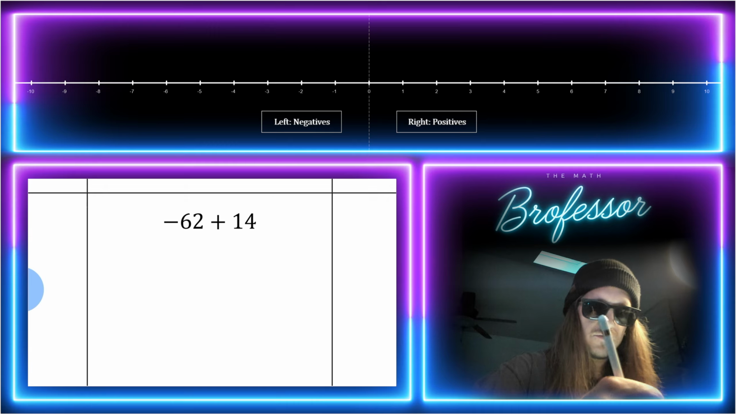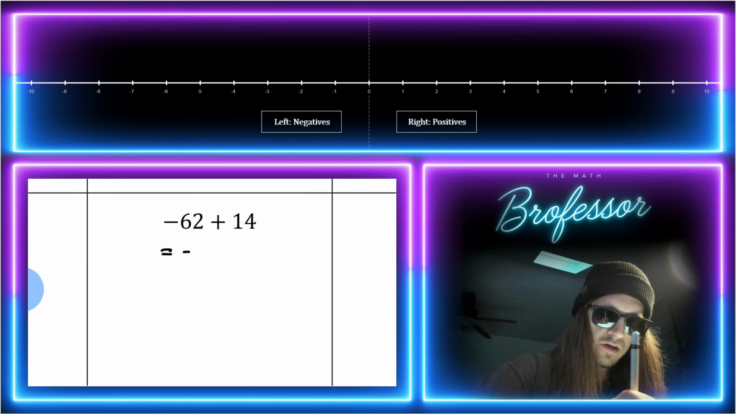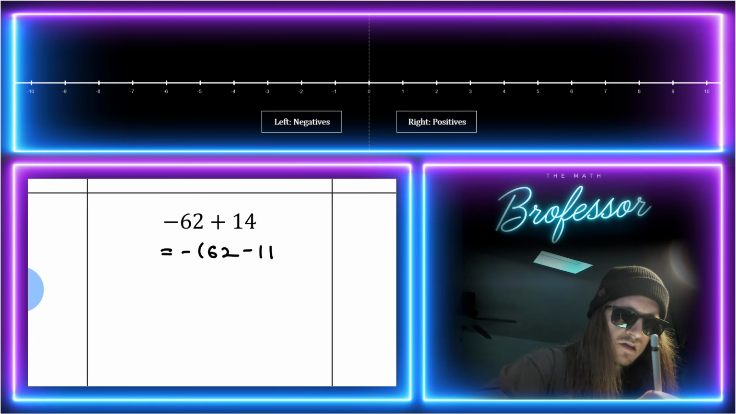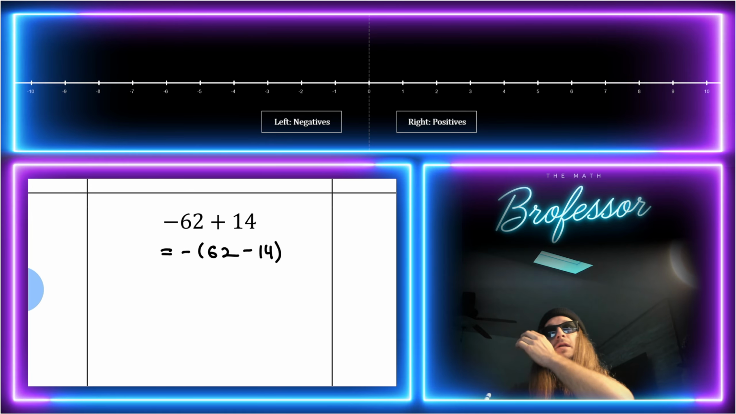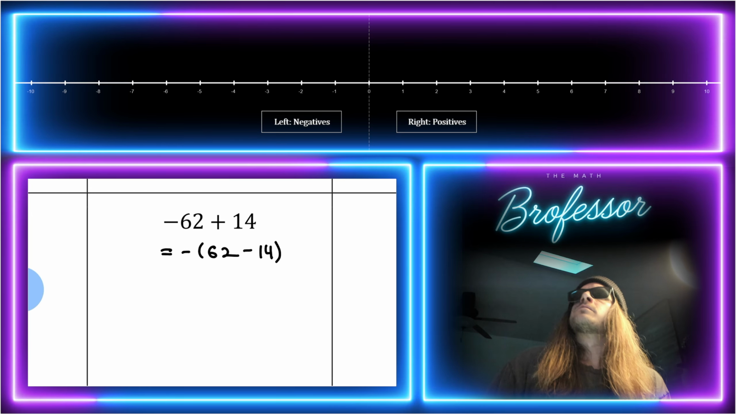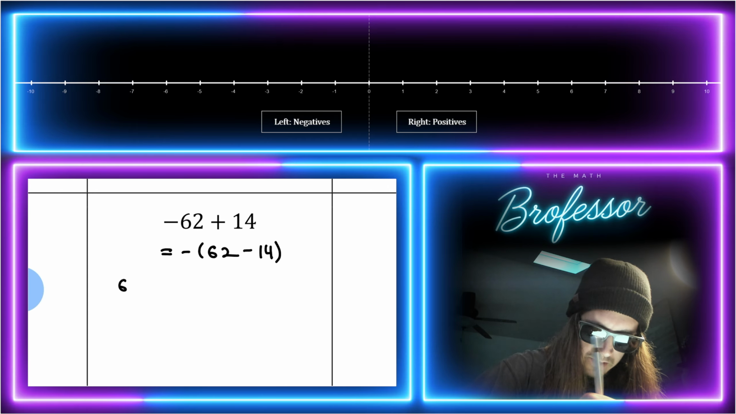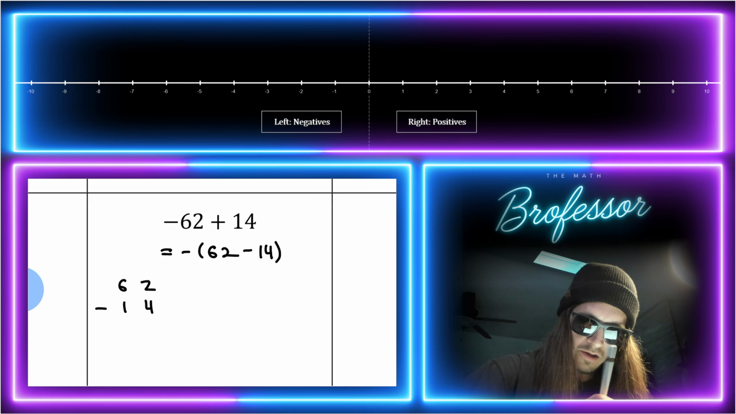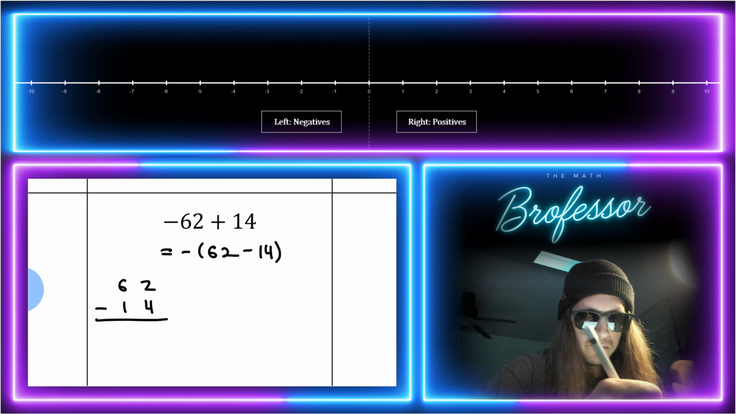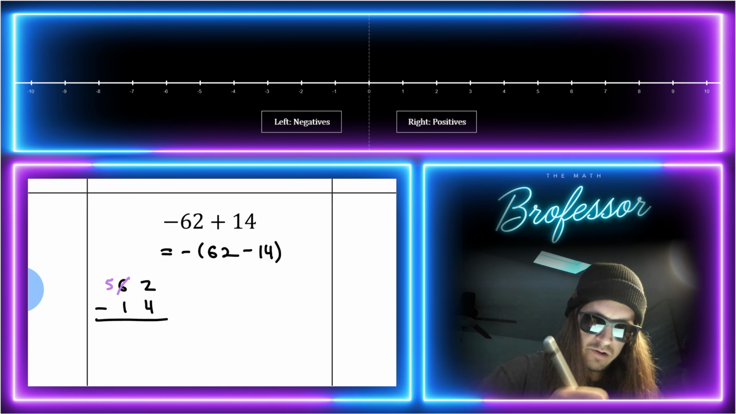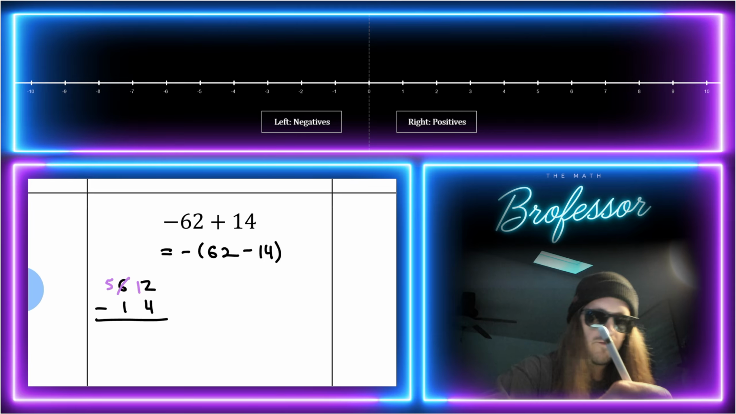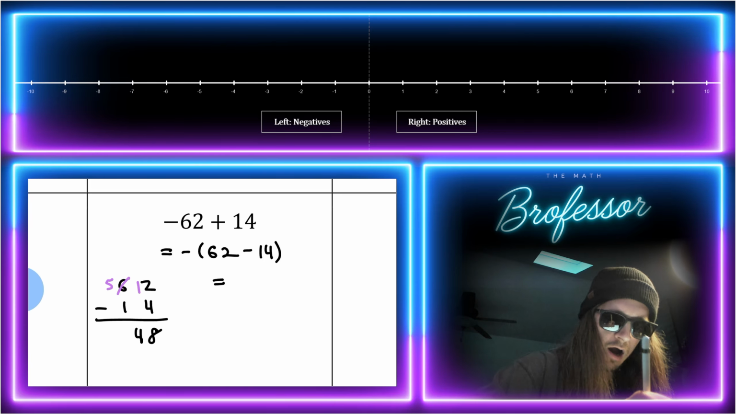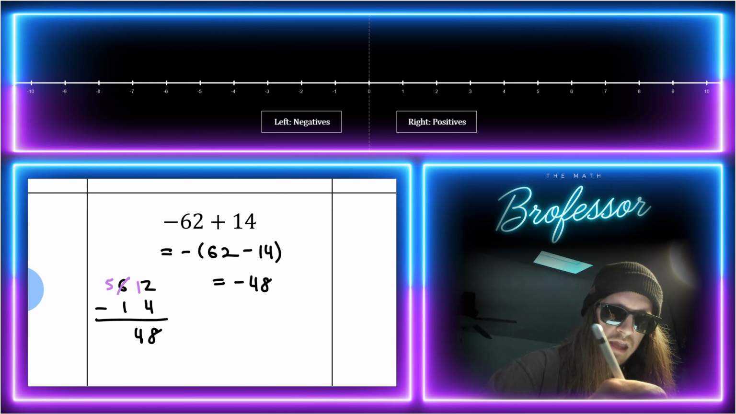Negative 62 plus 14. That's the opposite of negative, parentheses, 62 minus 14. Let's do that by hand. Give my digits some space to breathe here. So 2 minus 4, I need to borrow for that. So the 6 is going to go down to a 5, and I'm going to use a 12. 12 minus 4 is 8, and 5 minus 1 is 4. But this is the opposite, so it's negative 48.